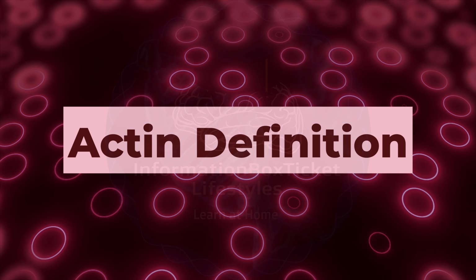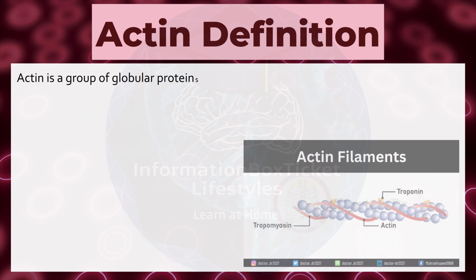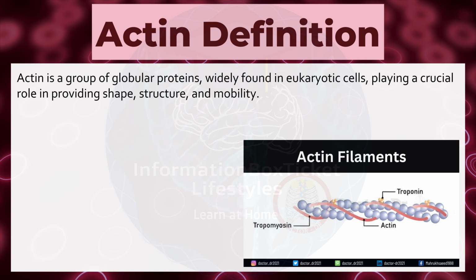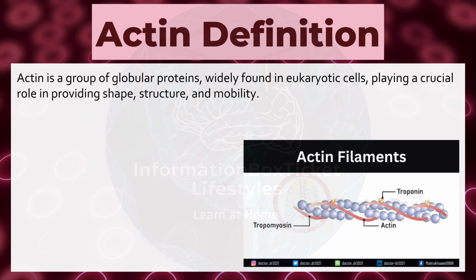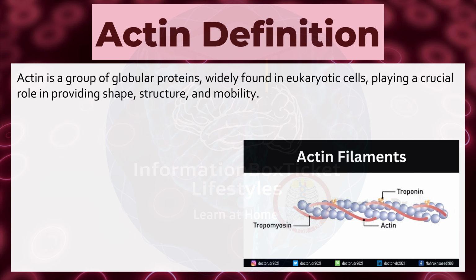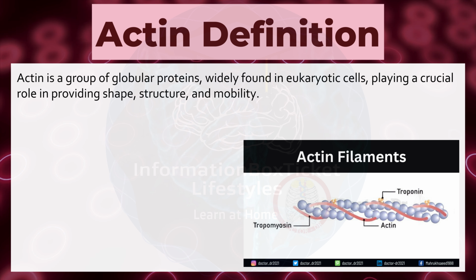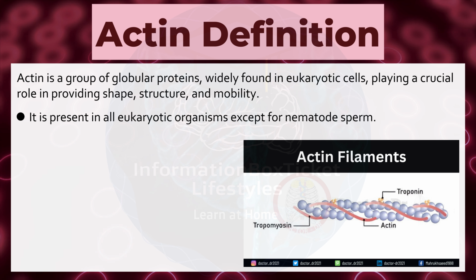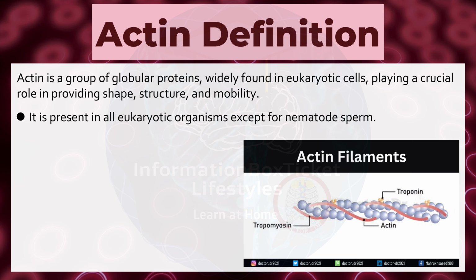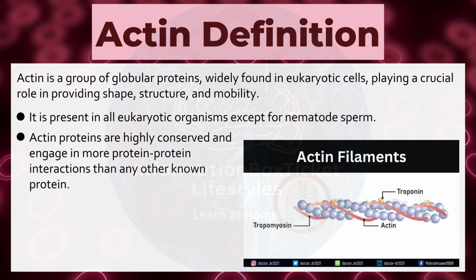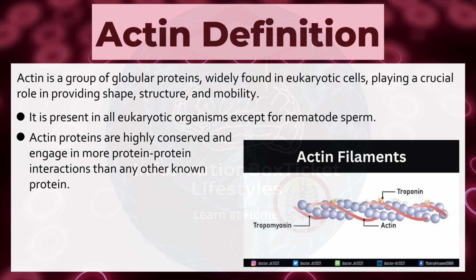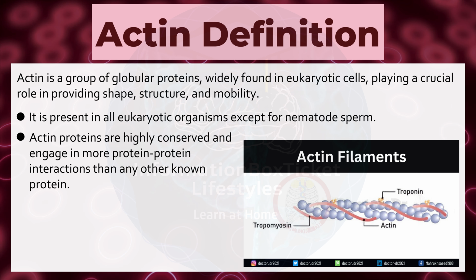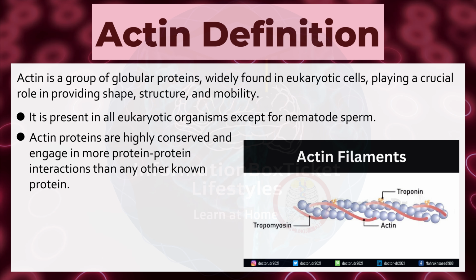Actin definition. Actin is a group of globular proteins widely found in eukaryotic cells, playing a crucial role in providing shape, structure, and mobility. It is present in all eukaryotic organisms except for nematode sperm. Actin proteins are highly conserved and engage in more protein-protein interactions than any other known protein.